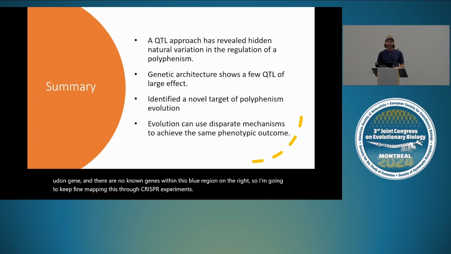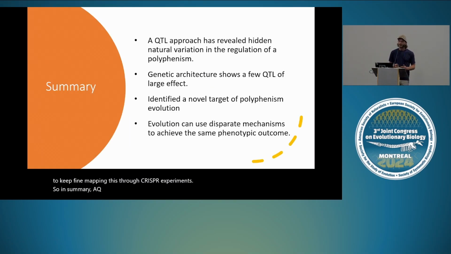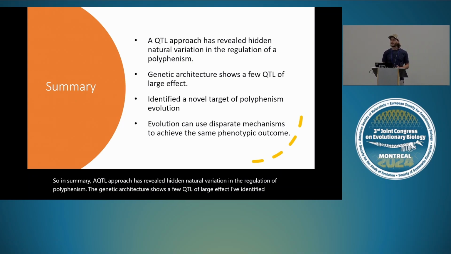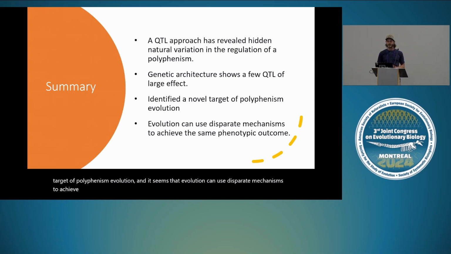So in summary, a QTL approach has revealed hidden natural variation in the regulation of polyphenism. The genetic architecture shows a few QTL of large effect. I've identified a novel target of polyphenism evolution, and it seems that evolution can use disparate mechanisms to achieve the same phenotypic outcome.